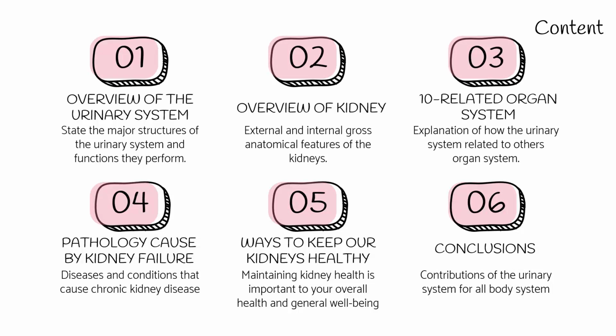These are our 6 main ideas. The first one is about the overview of the urinary system. Next is the overview of the kidney. The third one is the related organ systems. Fourth is about pathology caused by kidney failure. Next, we will explain ways to keep our kidneys healthy. And the last one is the conclusion of this topic.